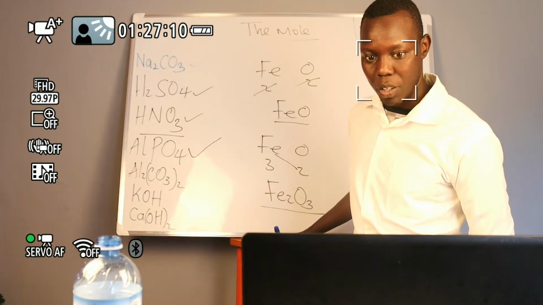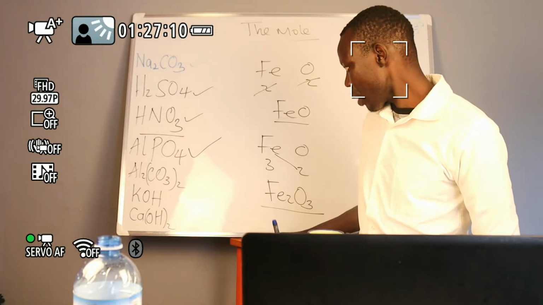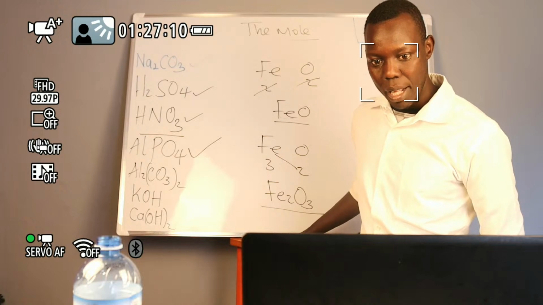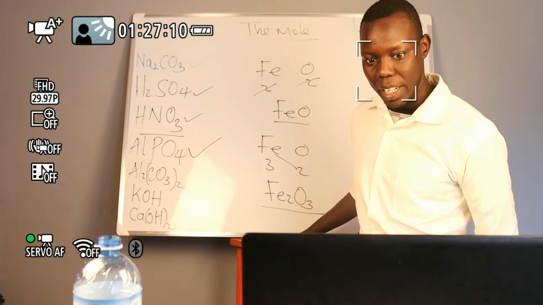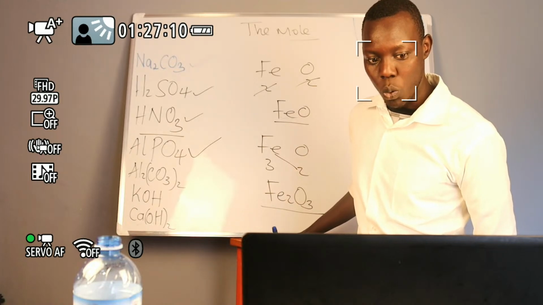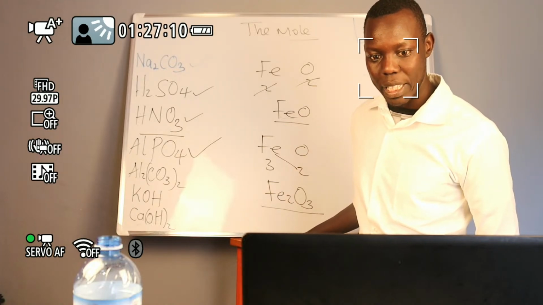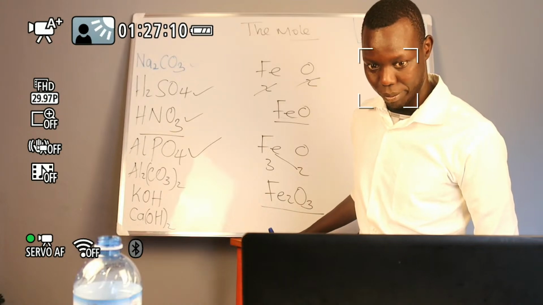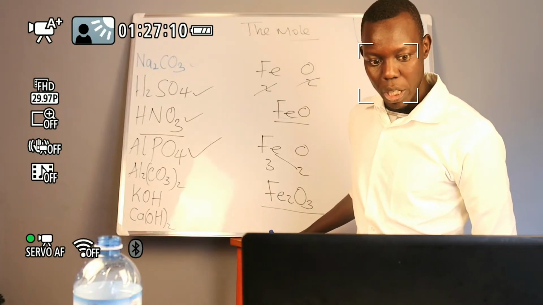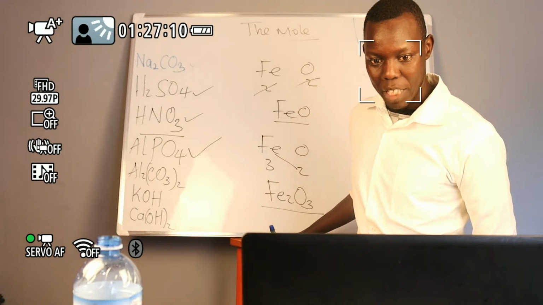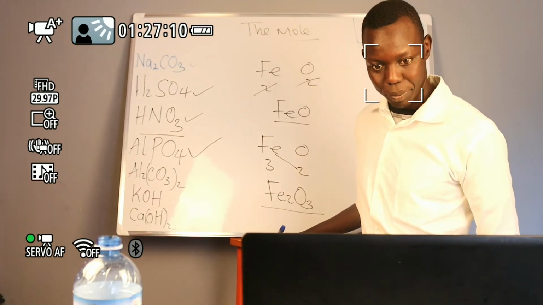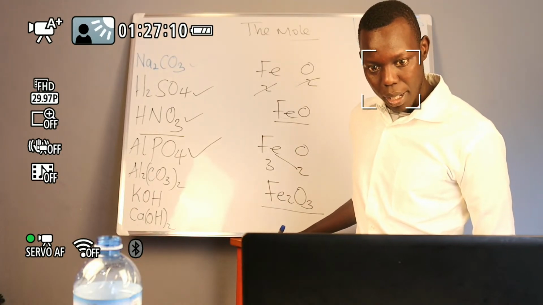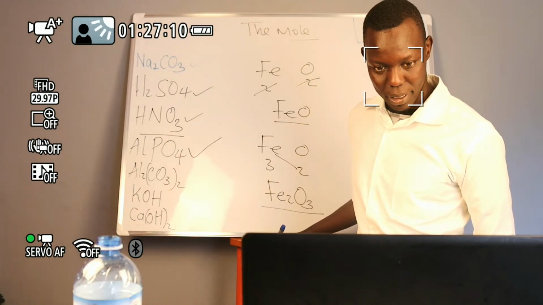Wacha twende, nataka nipeane maswali 3. Swali la kwanza ni, you write for me the formula of ammonium nitrate. Then after writing the formula of ammonium nitrate, you calculate the percentage of nitrogen in ammonium nitrate. So anyone who is online and watching me right now, give us the formula of ammonium nitrate, then proceed.